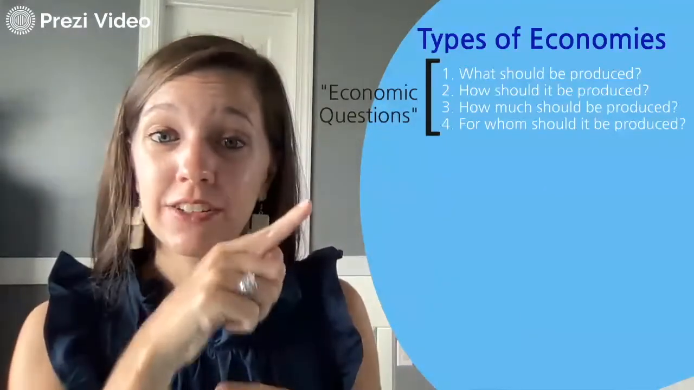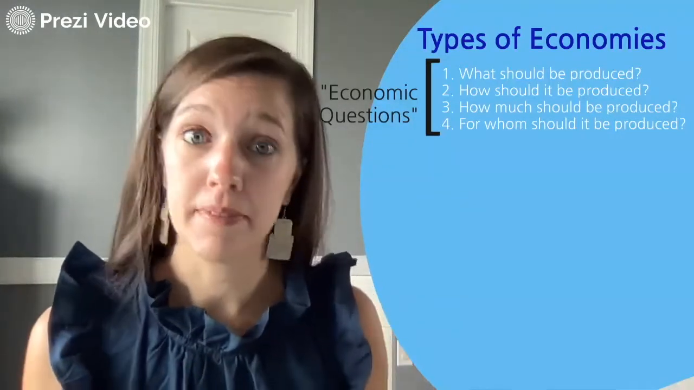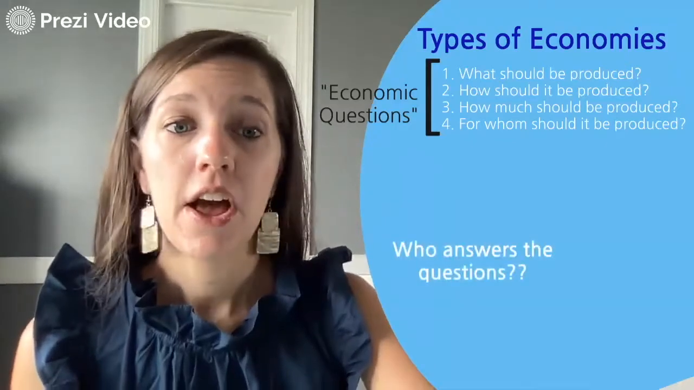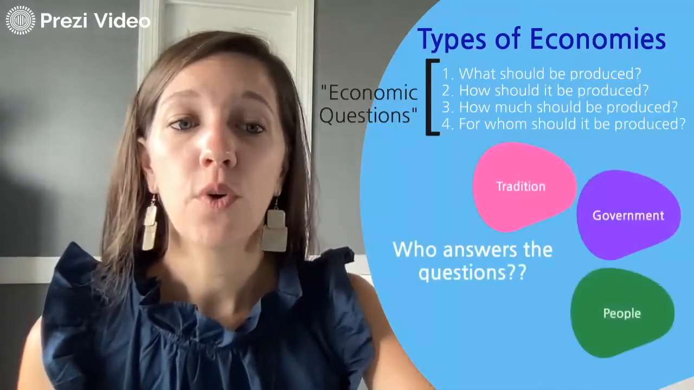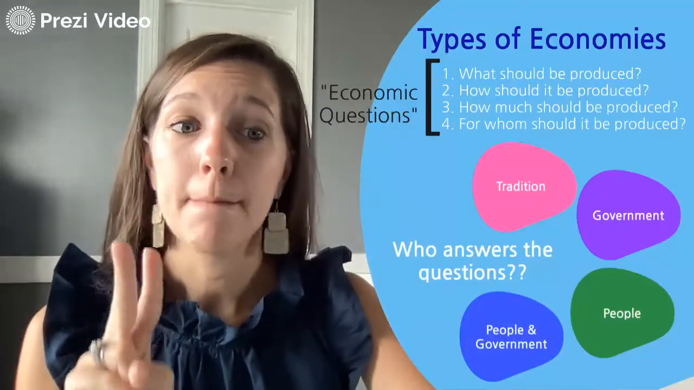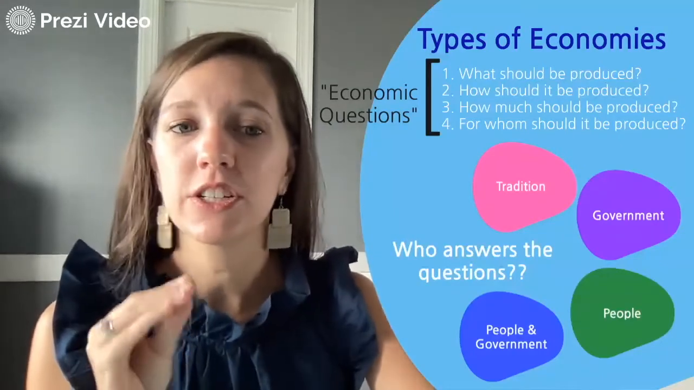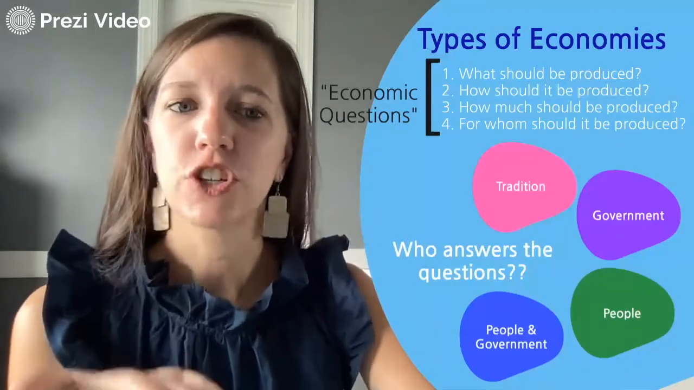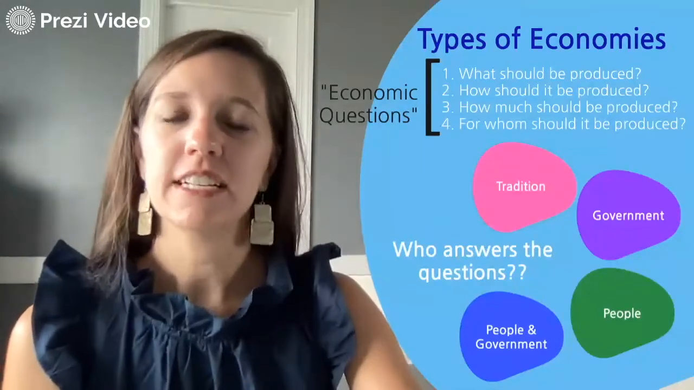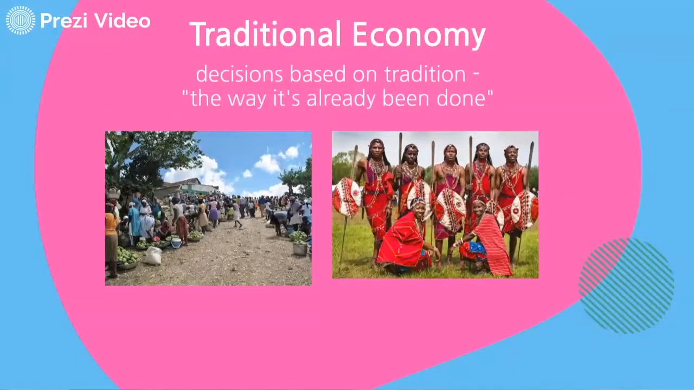Now, depending on who answers these questions is how we identify what type of economy a nation is. Okay, so who answers the questions? There are 4 different types of economies that we usually talk about: a traditional economy, a command economy, a market economy, and a mixed economy. So who answers the questions? If the answer to that is tradition, if tradition answers these 4 economic questions, then we'll have a traditional economy, okay? In a traditional economy, decisions are based on tradition, the way it's always been done.